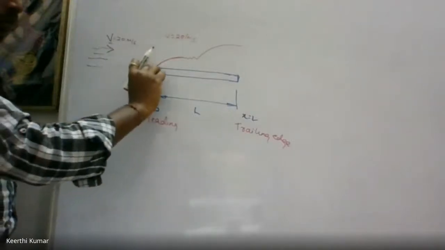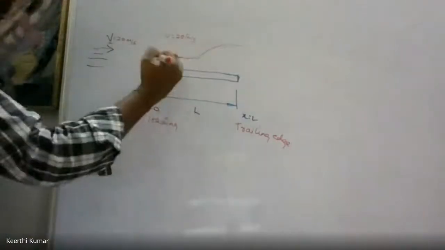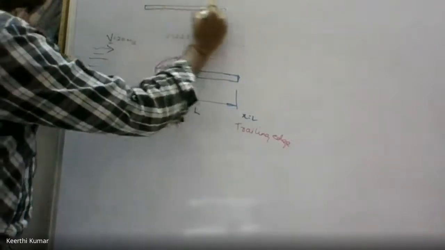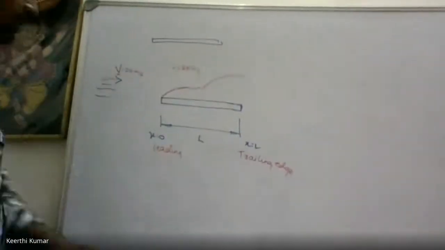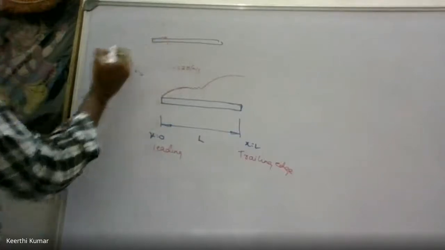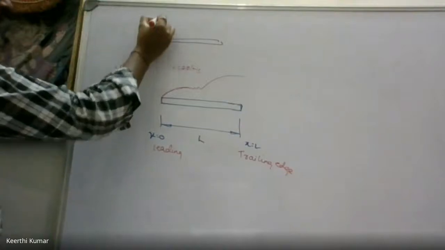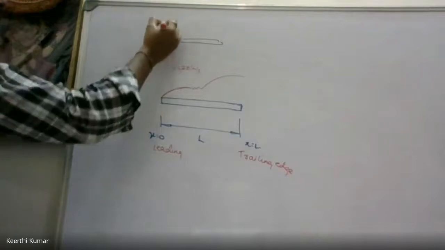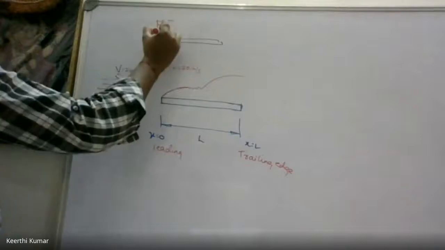So how will we get this profile? I'll draw a separate figure and explain it. First there is a plate. If the air is going at some velocity, what will be the velocity right at the surface? V will be zero, correct? If I move further up, V will increase. Here the velocity will be zero. If I move a little higher, the velocity will be more. If I move higher again, the velocity will be a little more, like that. It will go on increasing.